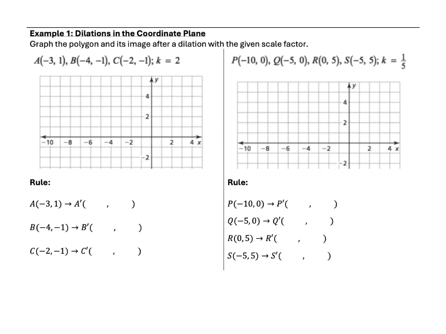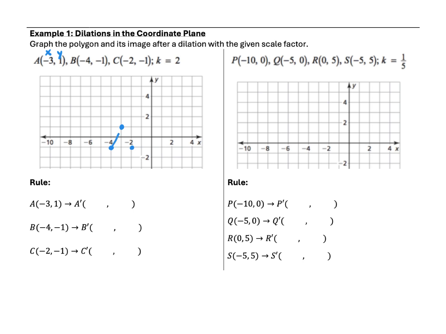So let's go ahead and try a couple examples of some dilations in the coordinate plane. You can see that we are given some points for the polygon, and we want to perform a dilation with the given scale factor. Let's start by just graphing the pre-image. So point A is located at (-3, 1). That's the x coordinate and the y coordinate. So I'm going to go -3, then up 1. And then B is at (-4, -1). And C is at (-2, -1).